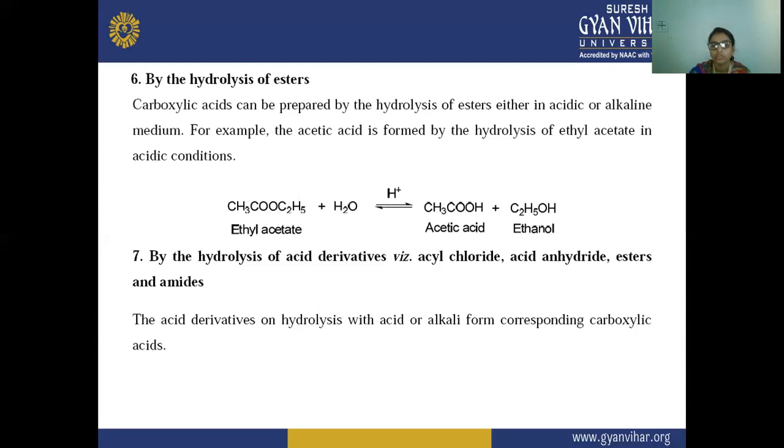Next is the hydrolysis of acid derivatives, which are acyl chloride, acid anhydride, ester and amide. From the hydrolysis of these acid derivatives, the carboxylic acid is formed here. So the acid derivative on hydrolysis with acid or alkali forms the corresponding carboxylic acid.